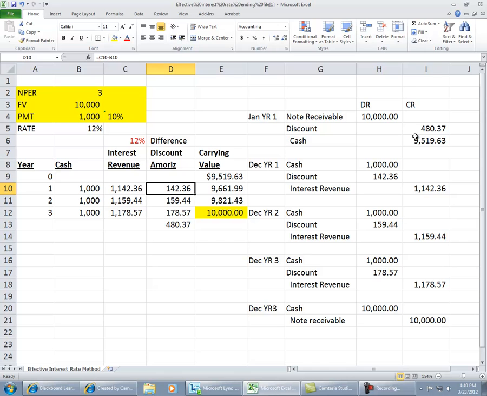So we don't record interest revenue all up front for $480, but we do record it gradually over the life of that note. You can see that the interest revenue is not $1,000, the actual cash received, but it's reflective of both the $1,000 and a portion of that $480 gradually over the life of that note. Finally, at the end, the discount is completely amortized off of our books, and we just have to debit cash for the $10,000 payment that we receive, and we credit off the note receivable.